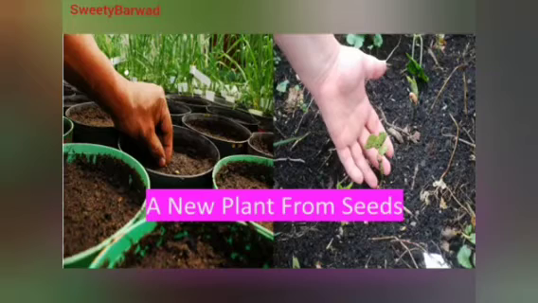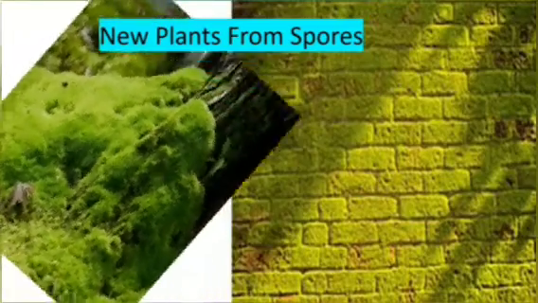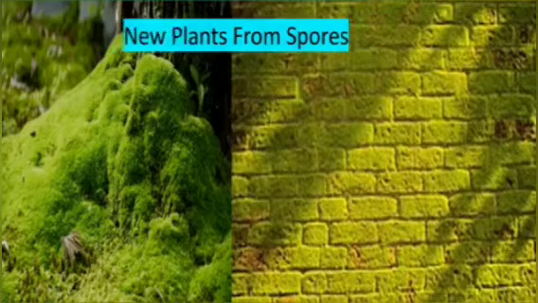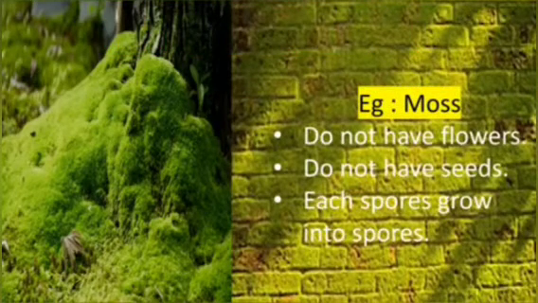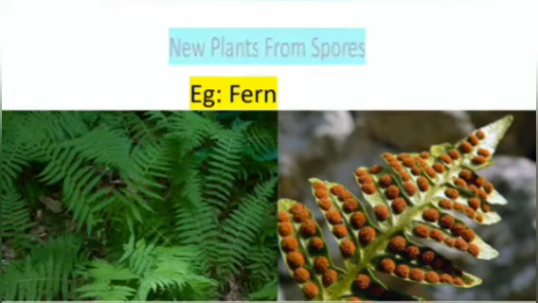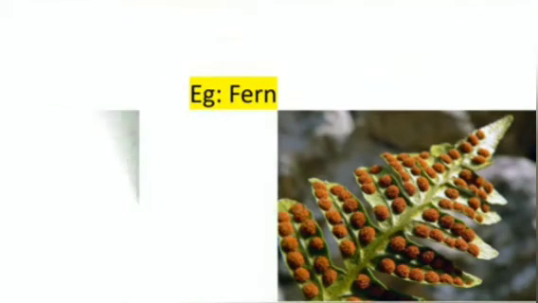We will learn how plants reproduce through spores and how plants reproduce through parts of their body. Some plants such as moss do not have flowers. They do not produce seeds also. They produce tiny spores and each spore grows into a new plant. Ferns also do not have flowers. They do not produce seeds, and they produce tiny spores and these spores grow into a new plant.